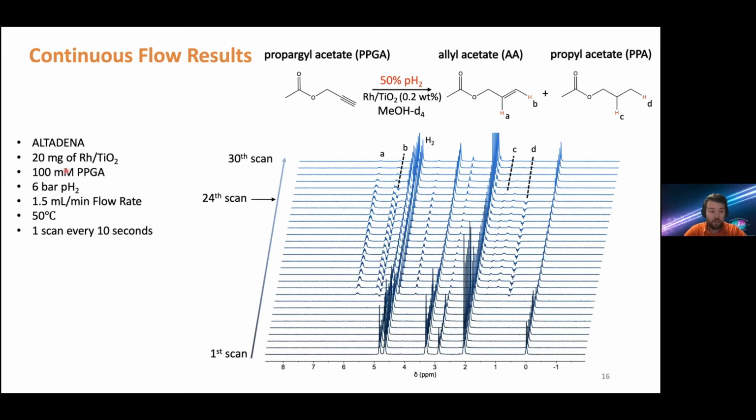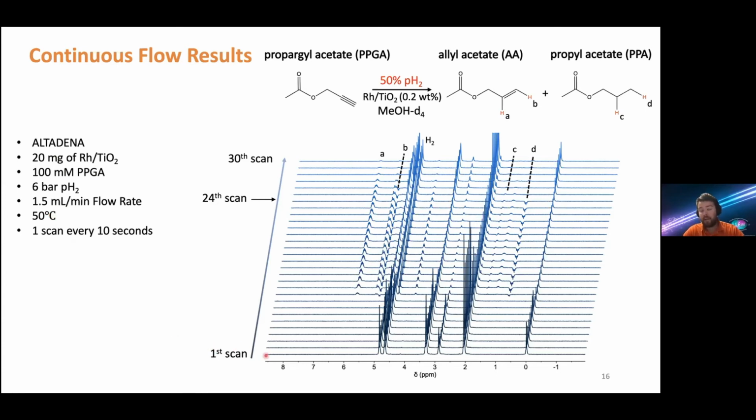We use 20 milligrams of the rhodium on titanium nanorods, and we use 100 millimolar of propyl acetate dissolved in deuterated methanol, a flow rate of 1.5 milliliters per minute, and a temperature of 50 degrees Celsius.